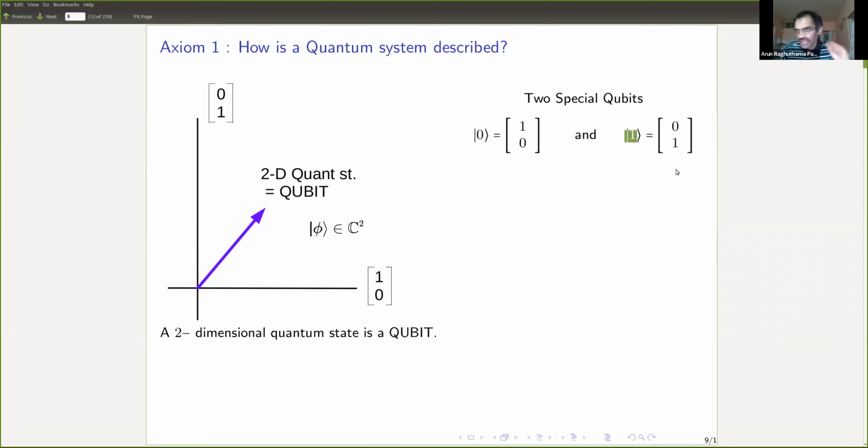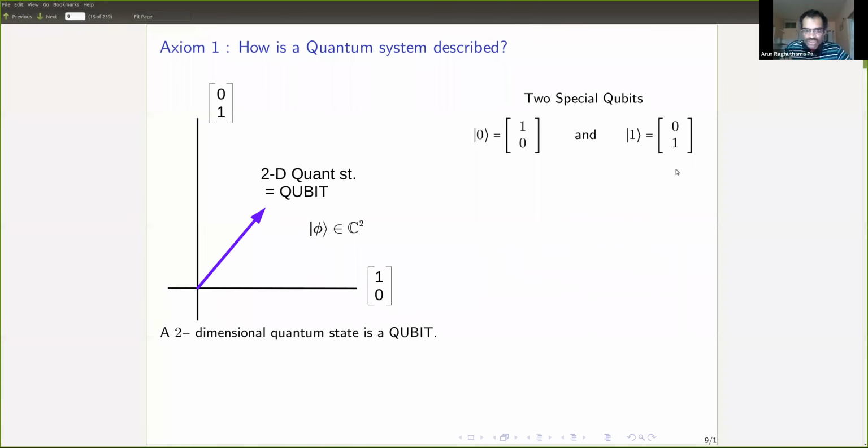But there is a caution here. In classical information, your bit can either take the value 0 or the value 1. But a qubit can take any linear combination of ket 0 and ket 1, any complex linear combination of ket 0 and ket 1, so long as the vector has unit norm. This is a point I would like to emphasize. I mentioned this here also.